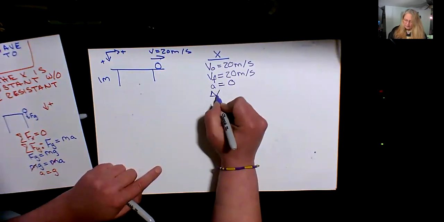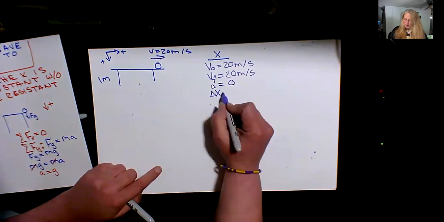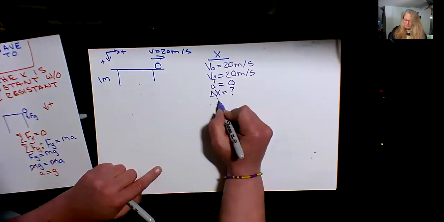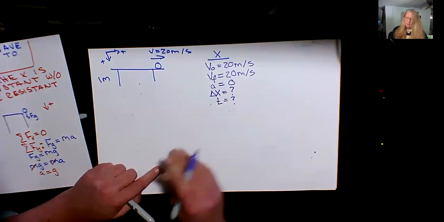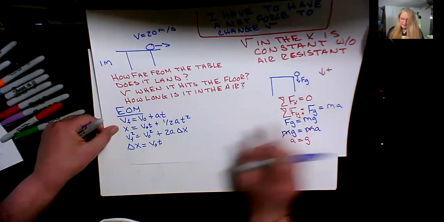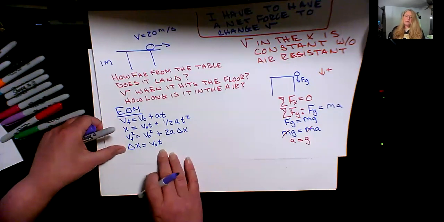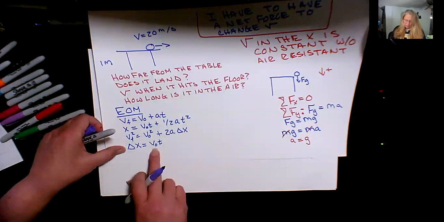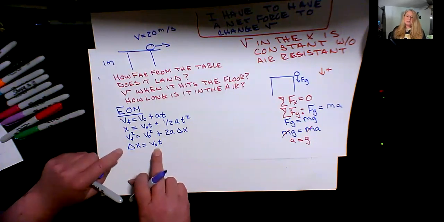Our displacement, how far it's going to land from the table, well, that's a question mark. That's something that was asked for. And the amount of time that it's going to take, that was also something that was asked for. We don't know yet. But if I come back here, the nice thing about x, when there is no acceleration in that direction, is that the only equation that applies is this one, the rate times time equals distance.